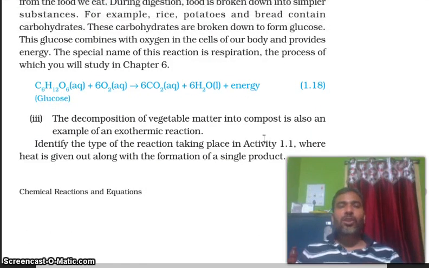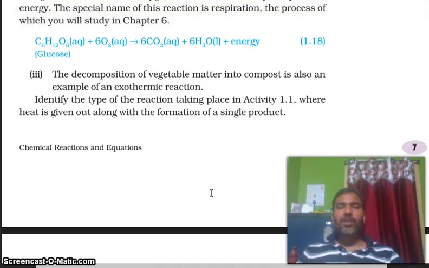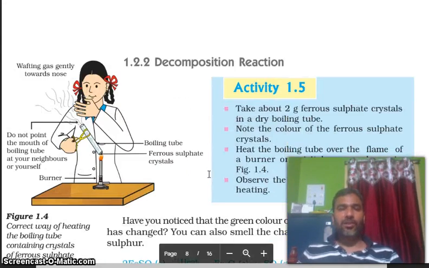So the decomposition of vegetable matter into compost is also an example of an exothermic reaction. Identify the type of reaction taking place where heat is given out. If heat is given out, it is an exothermic reaction.